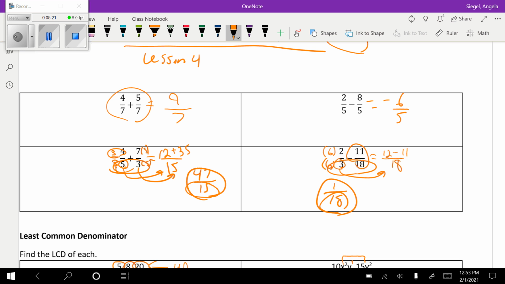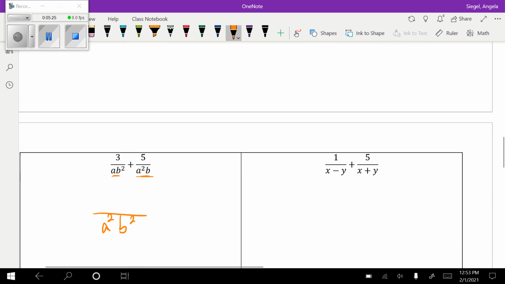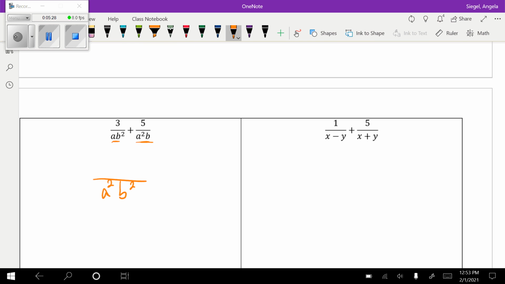So like this 5 times 3 was missing the 3 to get to the common denominator. So I have an ab squared and I need to get to a squared b squared. So what am I missing? If you said you're missing an a, that is correct. So I'm going to multiply both the top and the bottom by a. And so that's going to give me a squared b squared on bottom, and in the numerator, it's going to give me 3a.